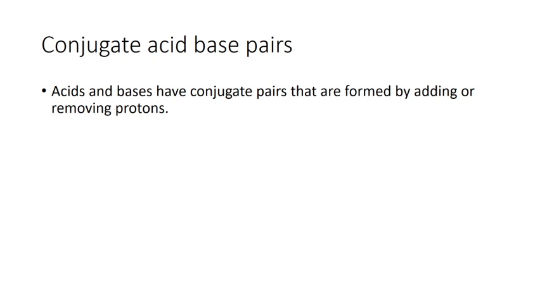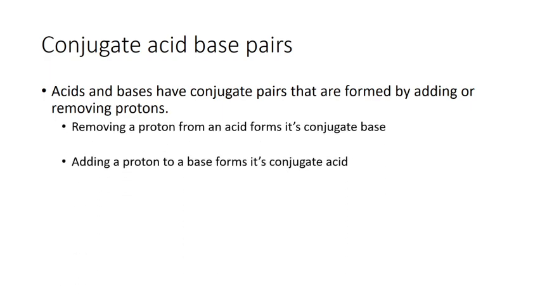So here, talking about acid and base pairs, we say there is a conjugate acid-base pair that forms when adding or removing protons. So removing a proton from an acid forms its conjugate base. Adding a proton to a base forms, as you guessed, its conjugate acid.